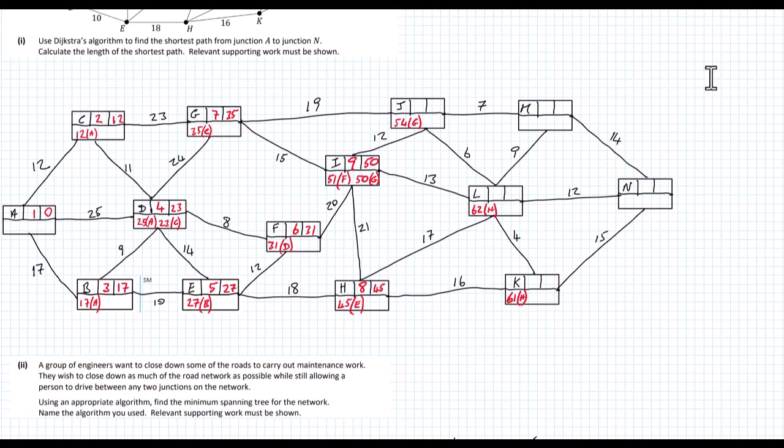So let's find the smallest working value. We have 61, 62, and 54. So it's going to be 54. So our 54 is going to go up here, and that's number 10.